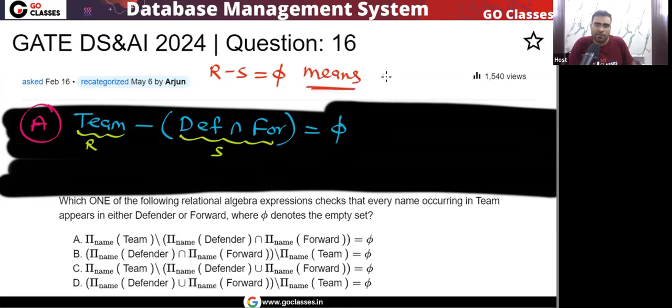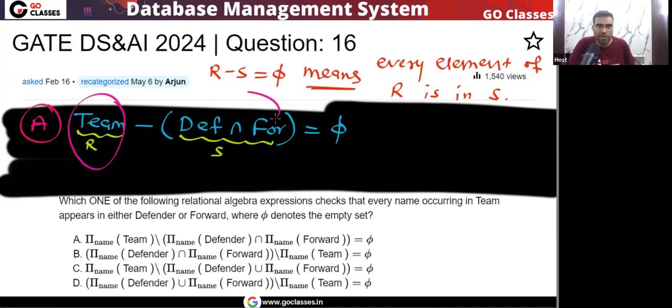That means every element of R is in S. Yes or no? Okay, so you can see every element of team is here, every element of team is in the common part. What does it mean? It means every element of team is defender as well as forward.